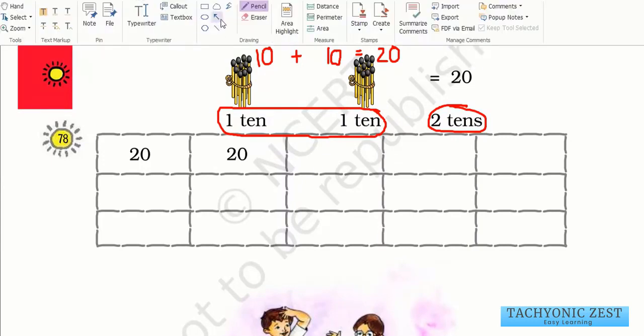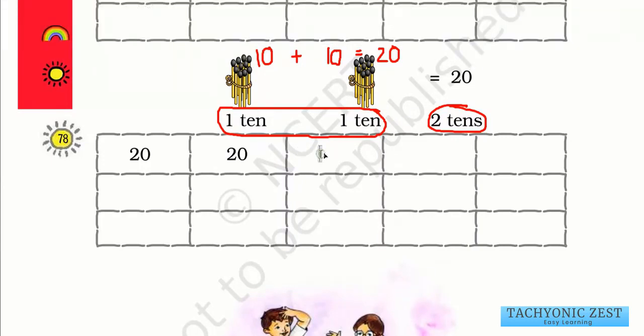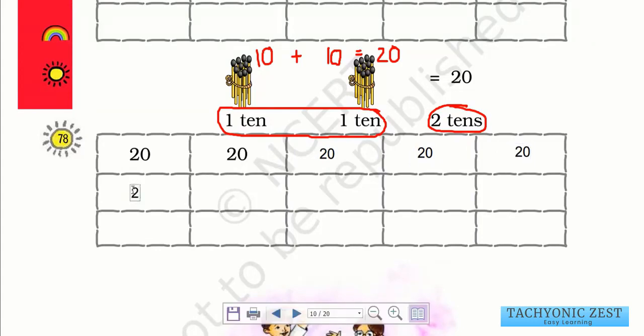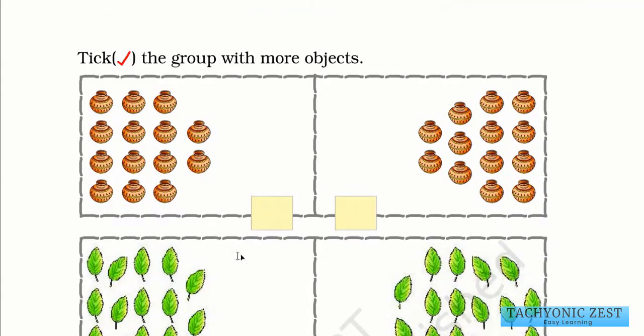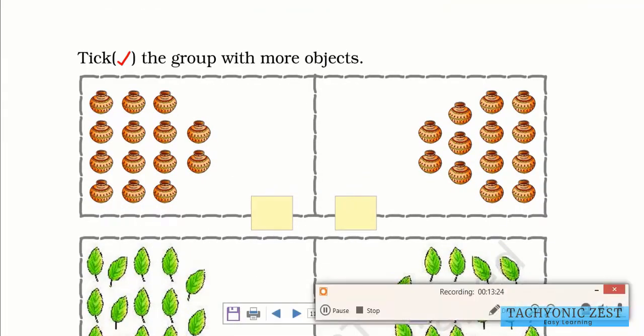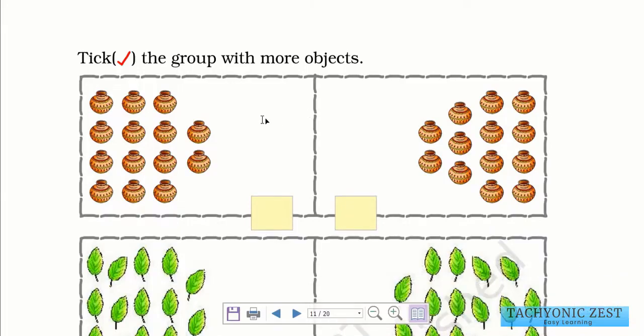So in all these boxes we will write 20. Okay, and similarly please fill out the rest of the boxes. Okay, now in the next question it is saying tick the group with more objects. So now we have to tick the group which contains more number of objects.